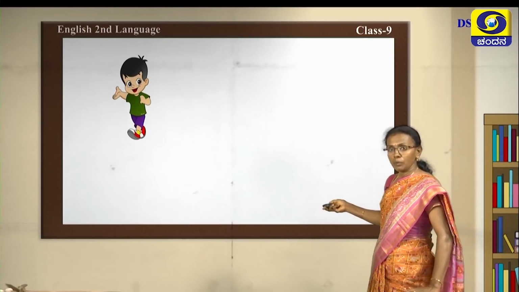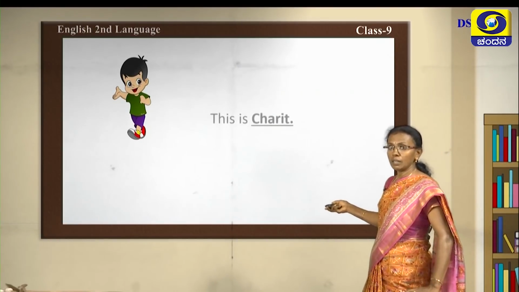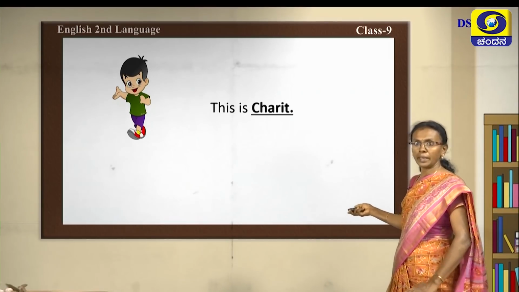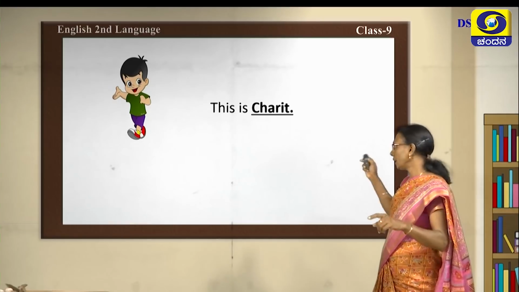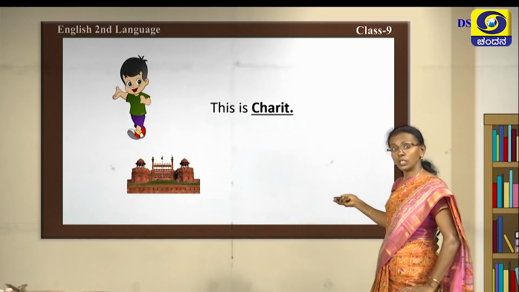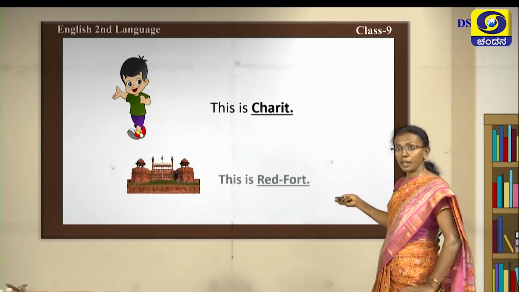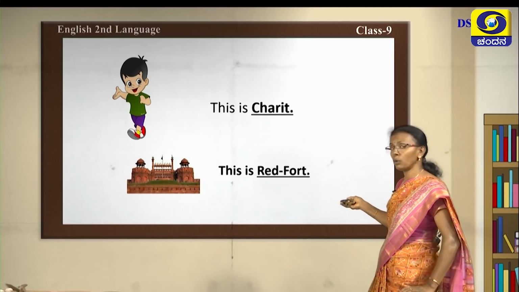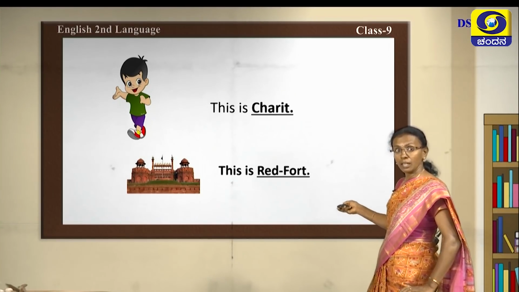And now we come to the person here, the boy, and now we named that boy. What is his name? His name is Charit. So, now his name is Charit, specific, we specified his name. And now here is the fort, we named that fort Red Fort. So, this is Red Fort.